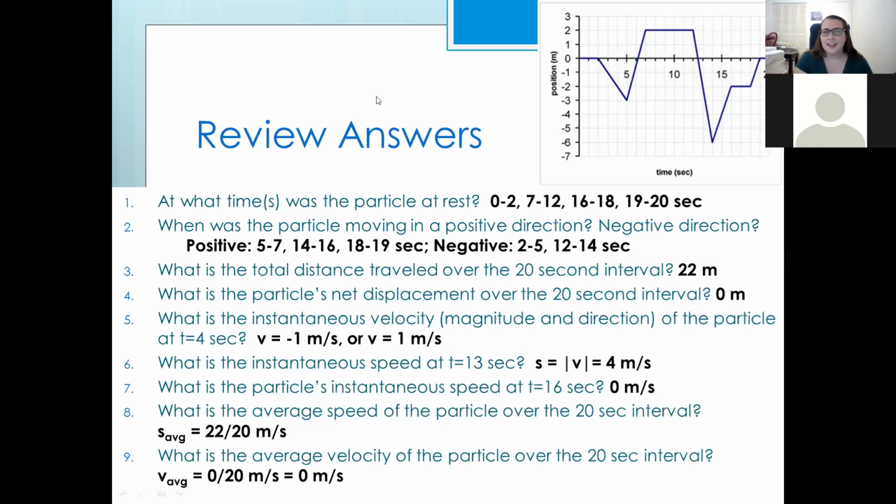And then the position doesn't change for a little while, so we don't have to add on any new position from that. Okay, then it goes down to -6. So that's a change, I think, of 8, if I remember my numbers correctly. And then it jumps from -6 to -2, which is a difference of 4. And then from -2 to 0, so that's a change of 2. So if we add up all of those changes, then we'll get our total distance traveled, which is 22 meters.